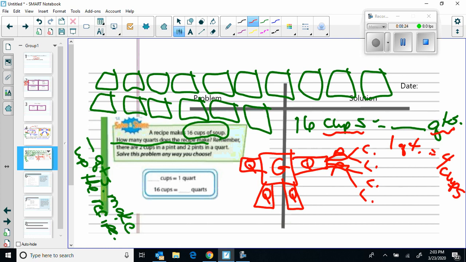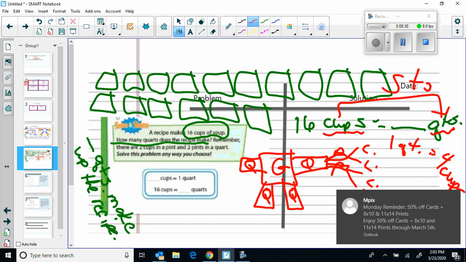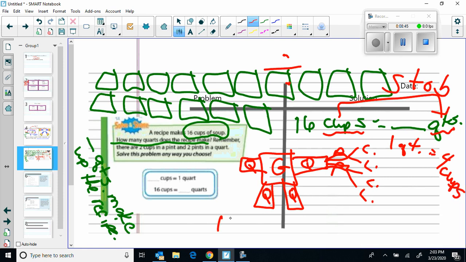Now, our third step is bigger to smaller, where you multiply, or smaller to bigger, where you divide. Well, guys, I love this because we're actually going a different way than we have. Cups is actually smaller, so smaller to bigger. So that means we're going to divide. So we have to take 16 and divide it by 4, and we get an answer of 4 quarts. So 4 quarts will make up the recipe.